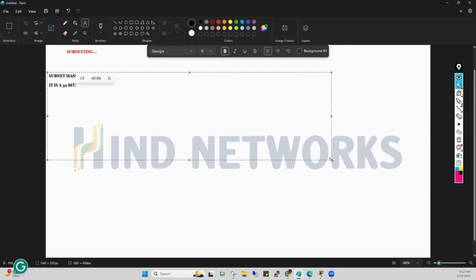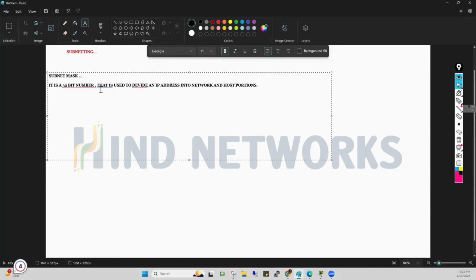it is a 32-bit number that is used to divide an IP address into network and host portion.